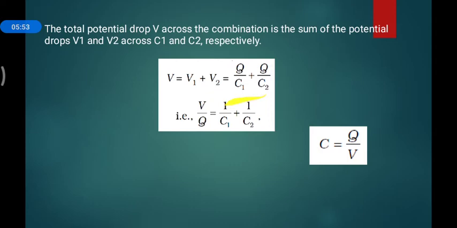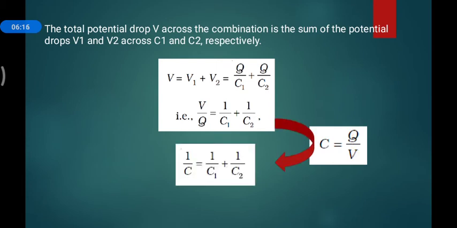Q is common, so take it outside the bracket, and bring V to the other side of the equal sign, so it goes to the division. So you get V by Q, and on the right side you get 1 upon C1 plus 1 upon C2. As per the equation shown, V by Q is 1 upon C, so the new result is 1 upon C equals 1 upon C1 plus 1 upon C2, and so on, for however many you have joined. This is very easy, guys.